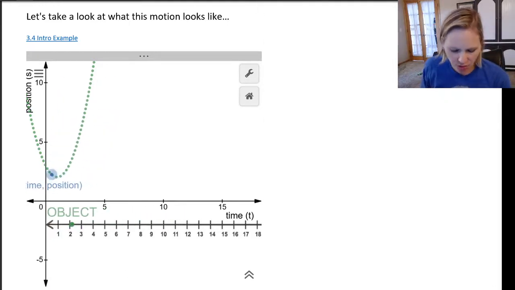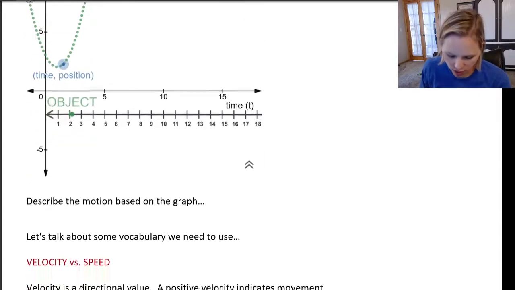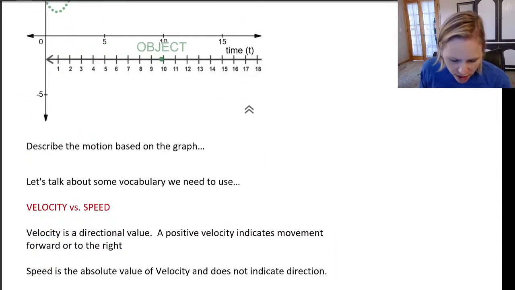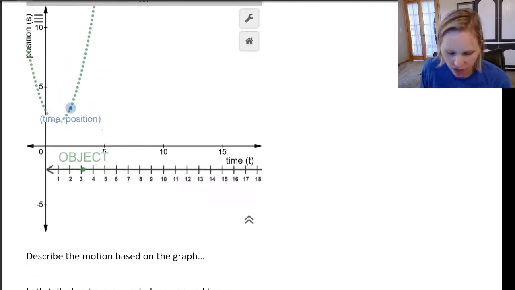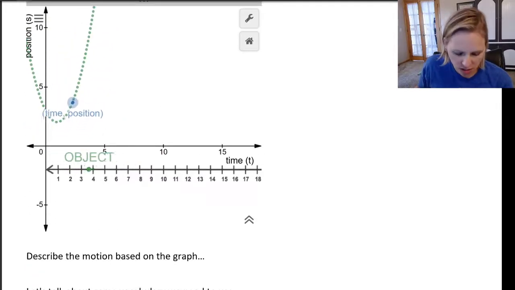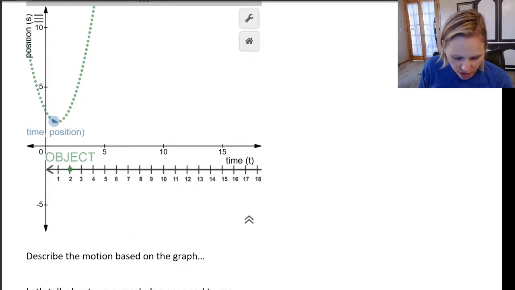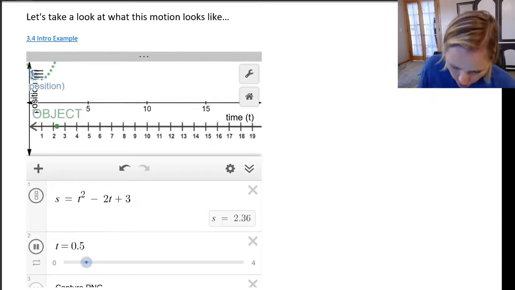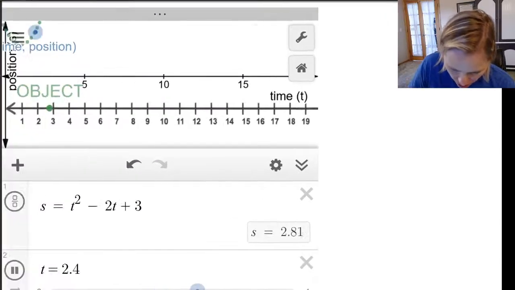So let's summarize a little bit more of what we see. When the object is moving to the right, let's talk about what we see in our graph. So here it goes, moving to the right. Oh, there we go. Now let's watch it. Moving to the right, it's moving along that quadratic, and then as it moves backwards, it's moving backwards along that quadratic.